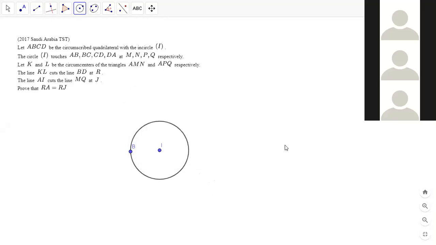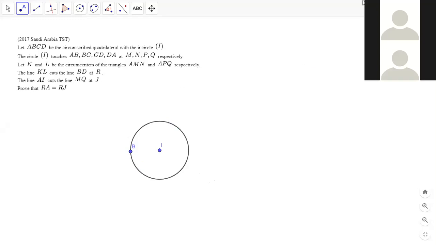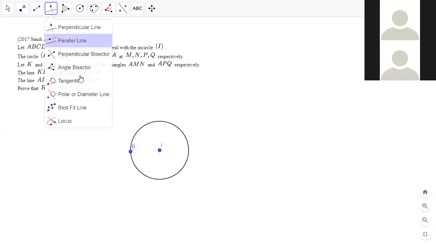All right, so A, B, C, D. Oh, whoops, what am I doing? I want to draw the tangent at B, or I want to draw a tangent.